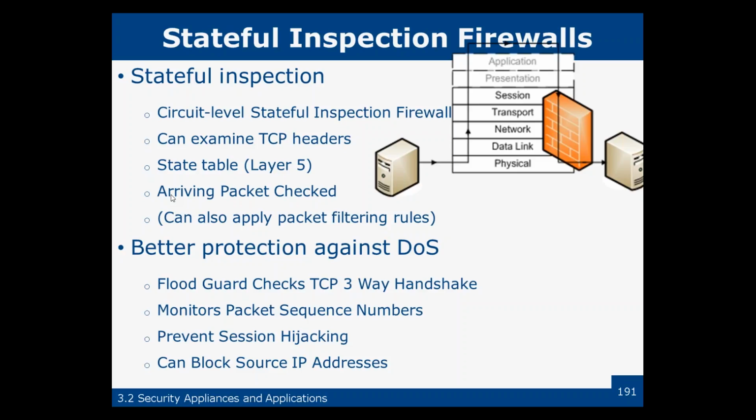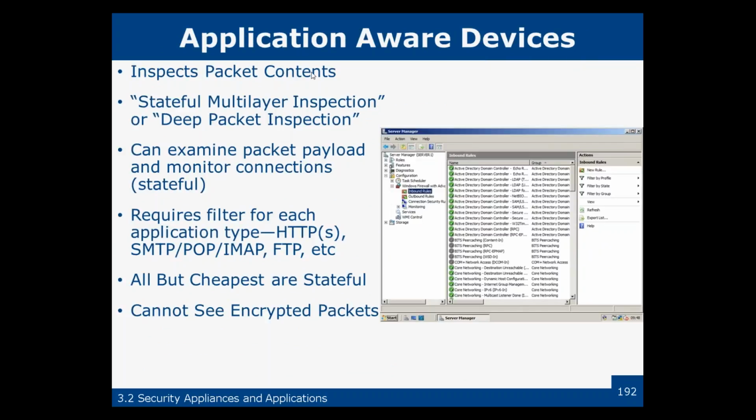Source IP routing. These are better than the old-fashioned packet filtering ones. What we really want are stateful inspection firewalls. Most firewalls today are going to be stateful inspection. Then we have these application-aware devices, and they inspect the packet contents, which is going to allow us to have even more security on the network.